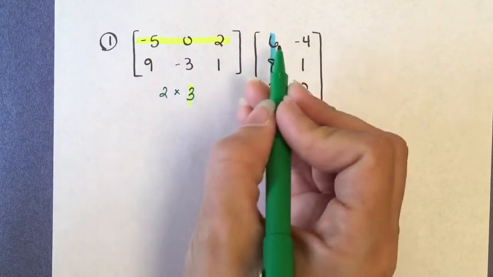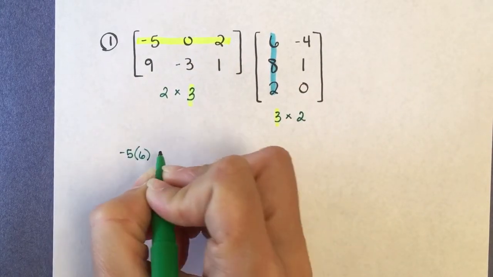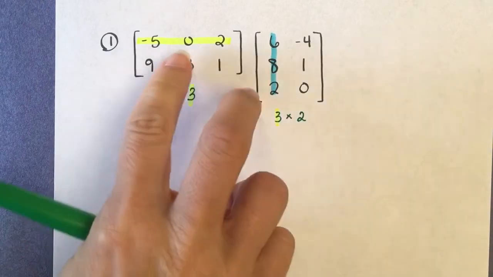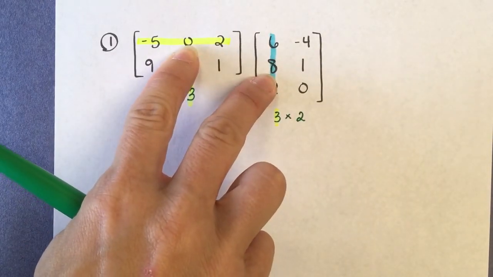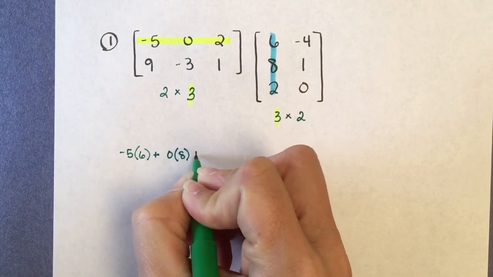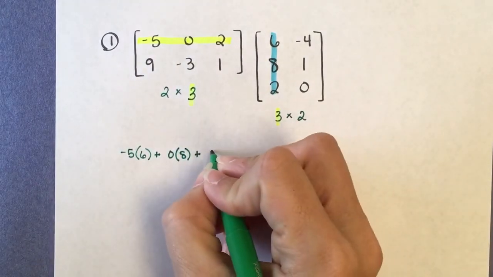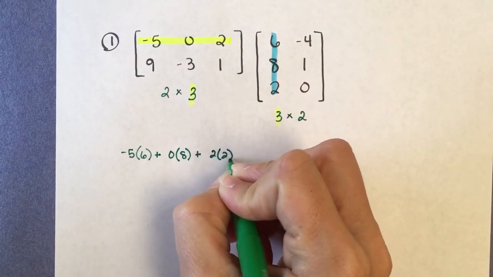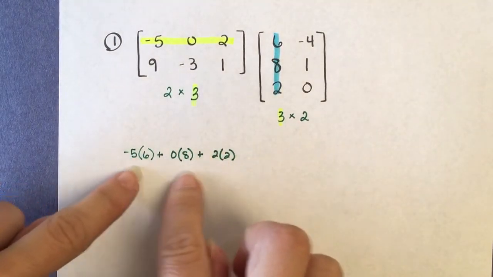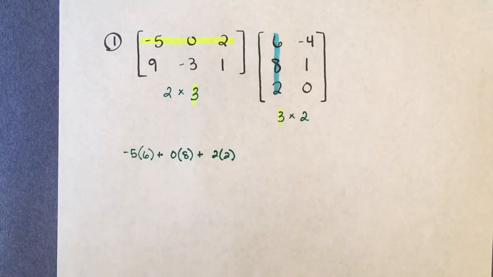So you're going to do -5 times 6, and then put a plus sign, and then go to the second number, so that would be 0 times 8. Put a plus sign, and then you do the 2 times the 2. Okay, like I said, you've got to do the multiplication, you've got to do the adding, and that all ends up becoming just one number in your answer, okay?